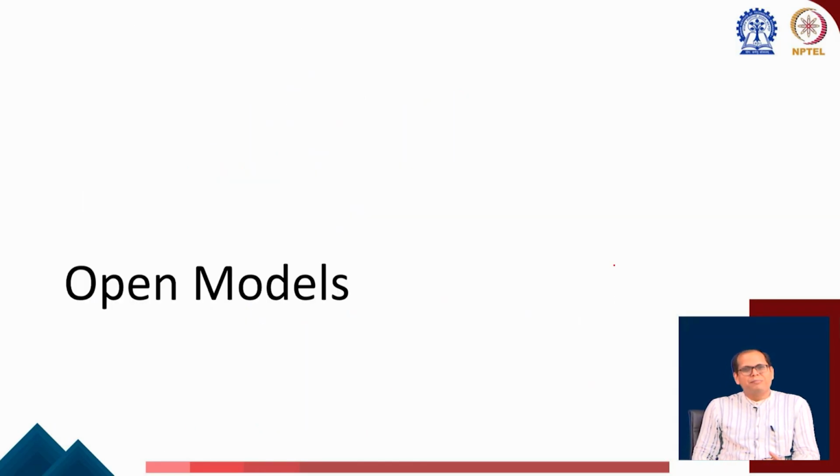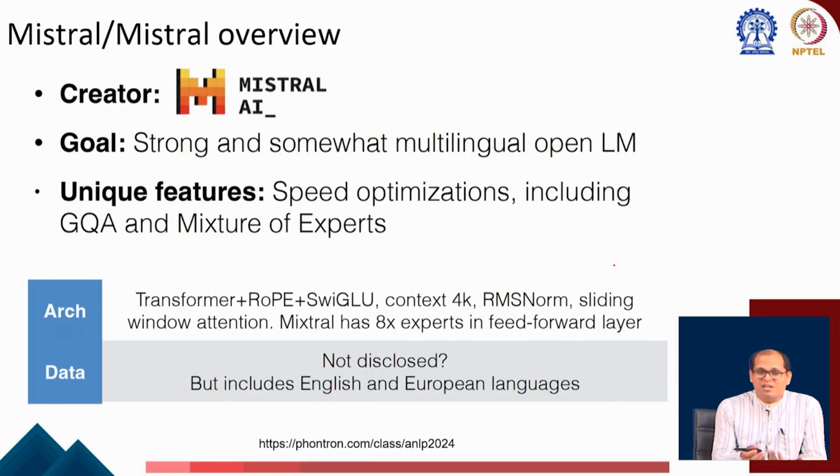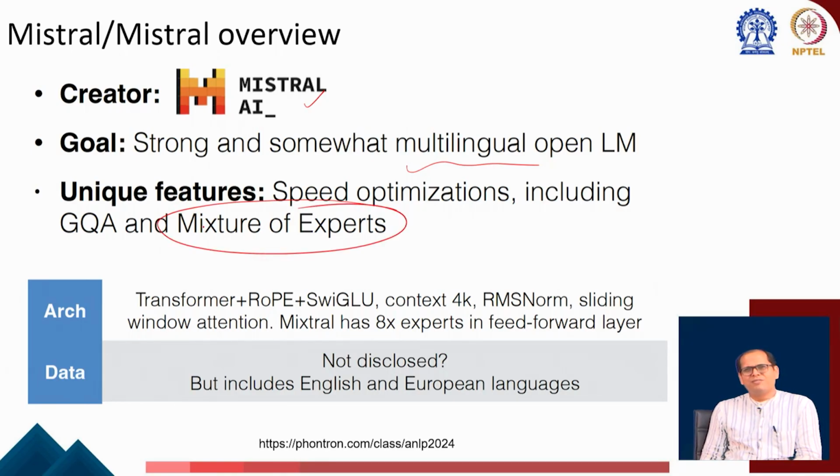Now, I'll give a brief high level overview of some models. Like in open models, Mistral and Mixtral are very popular, created by Mistral AI, and their goal was a very strong and multilingual open language model, and they had done many speed optimizations. One thing it was very popular for is their mixture of experts architecture that we had briefly discussed in our week 5.